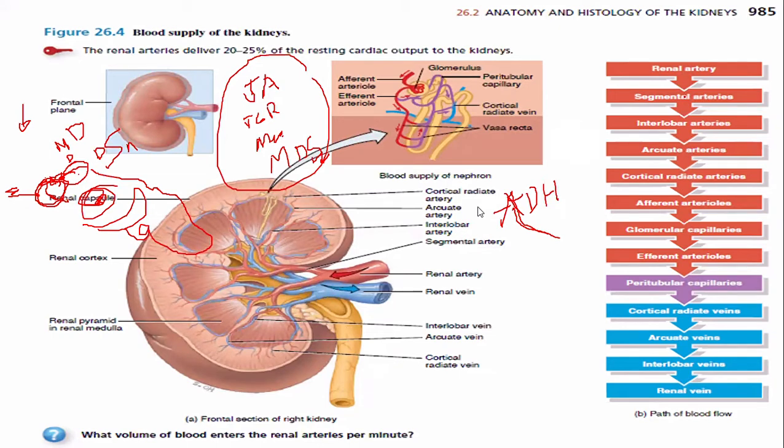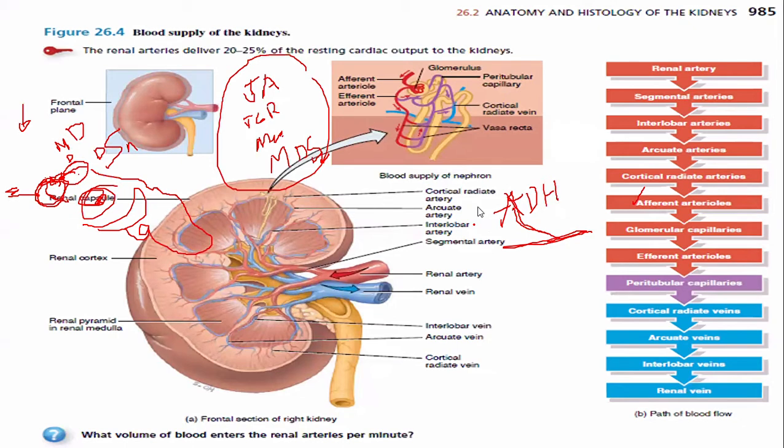Renal artery, segmental, interlobar, arcuate, become the cortical radiate artery or the interlobular to become the afferent arteriole, of course. Because remember, from this, you will now be reacting with the JG cells, with the afferent arterioles, then the glomerular capillaries. Then, okay, remember, filtration. There will start filtration there.